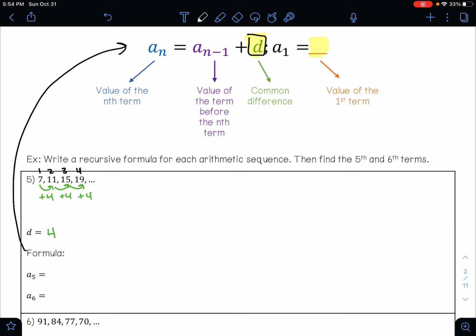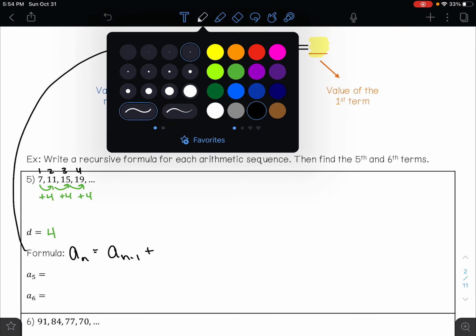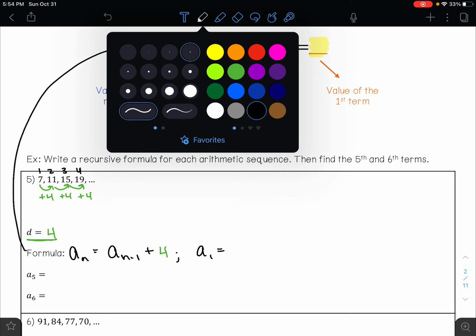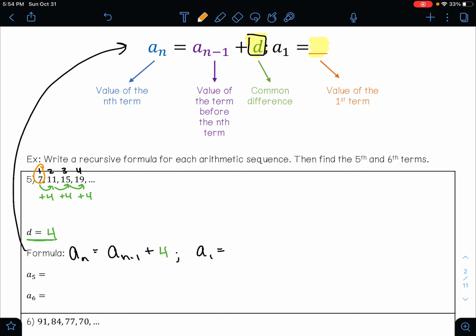So here my formula will be a sub n equals a sub n minus 1 plus d. What was our common difference? Our common difference d was 4. And then we want to state what the first term is. My first term was 7. This is your formula: a sub n equals a sub n minus 1 plus 4, where a sub 1 is 7.